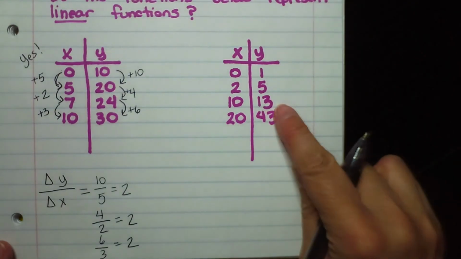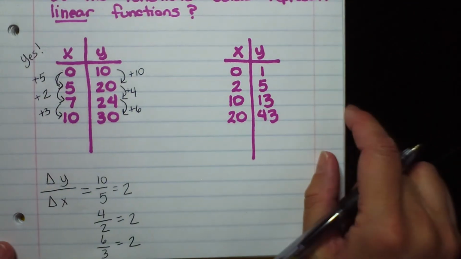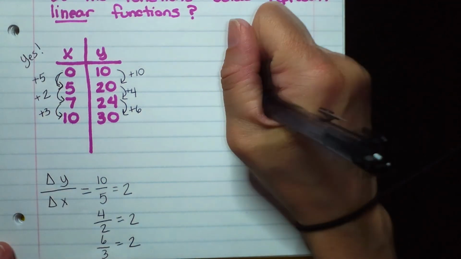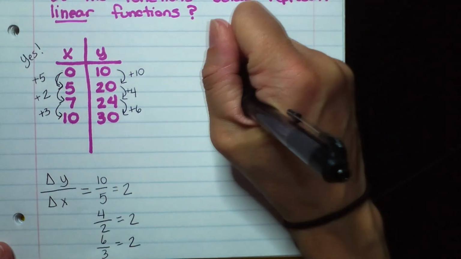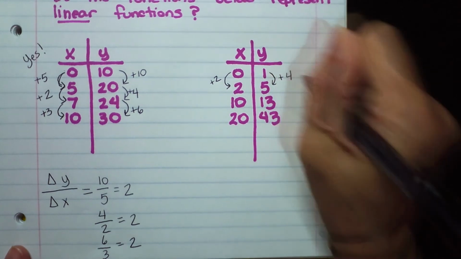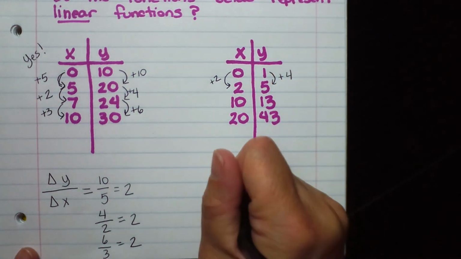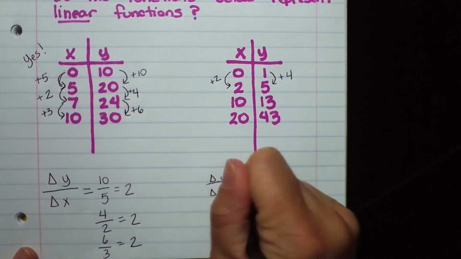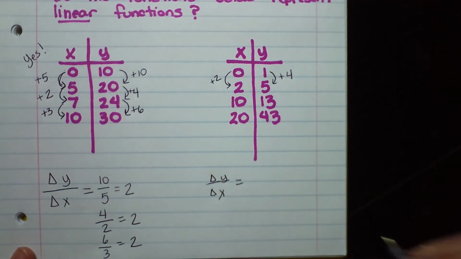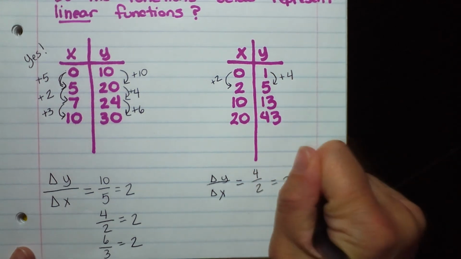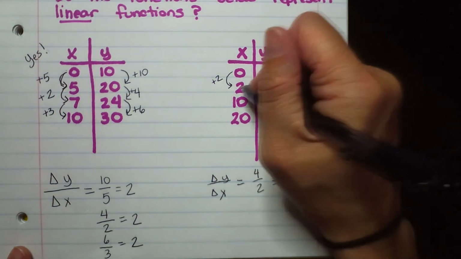Okay, let's go to this next one, and let's do the same thing. So I'm going to find my change in y. From 0 to 2, that's an increase of 2. And from 1 to 5, that's an increase of 4. So my change in y divided by my change in x is going to be 4 divided by 2, which gives me 2.